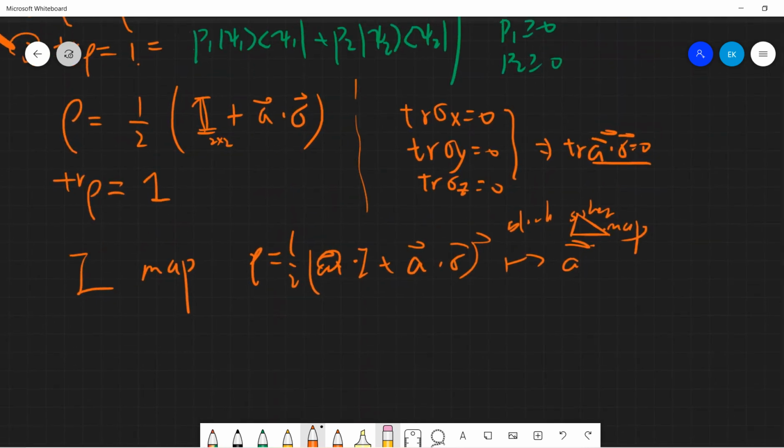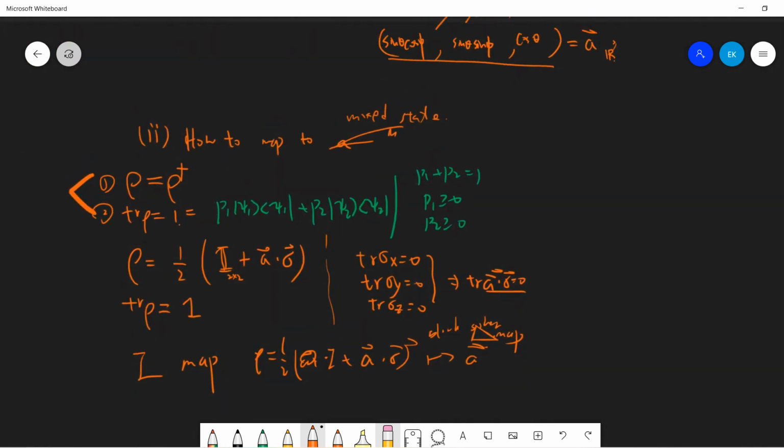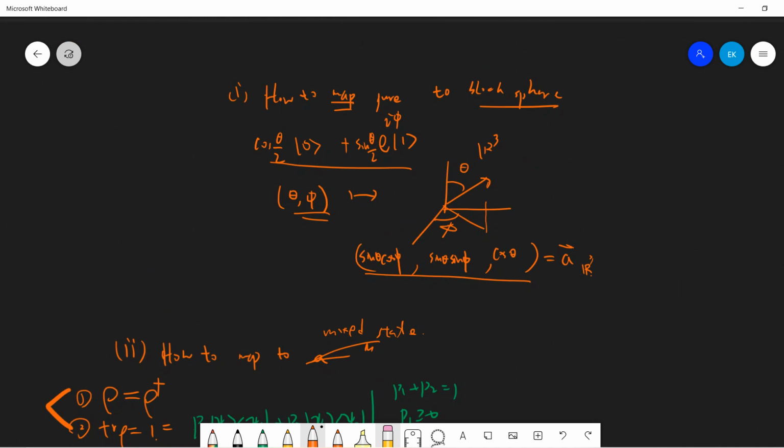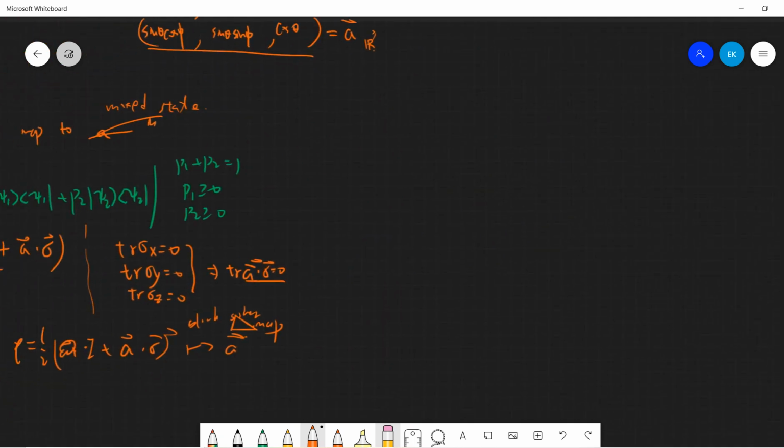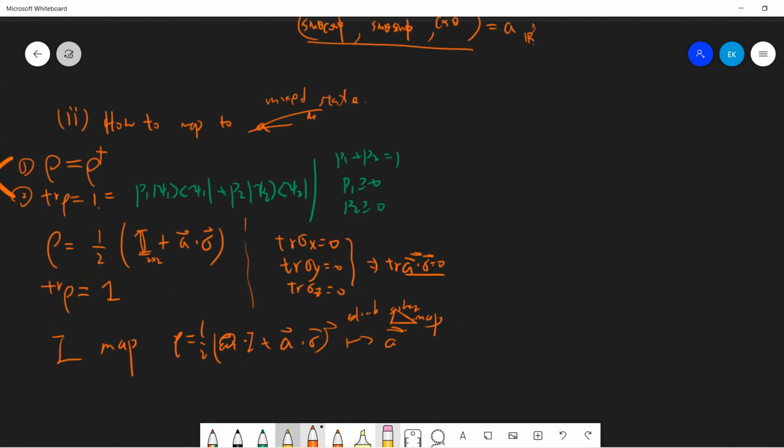Basically, this is a generalization of what we did for the pure state. In the pure state, we write 0 and 1 in this form and then map it to a. In this way I do exactly the same thing, but the only difference is that I map the mixed state to this a.